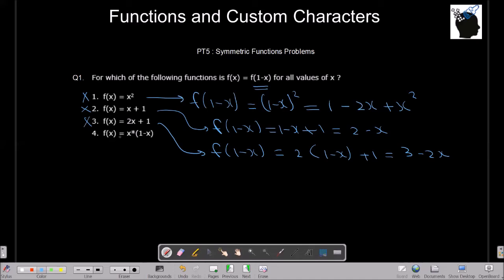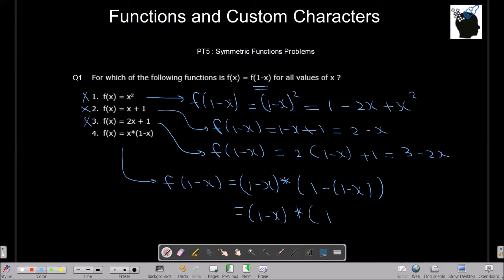So the answer should be the fourth one, but still let's try it out. So f of 1 minus x will be 1 minus x multiplied by 1 minus x, which is nothing but 1 minus x multiplied by 1 minus 1 plus x, or nothing but 1 minus x multiplied by x, which is the same as f of x. So this is true. So to solve this kind of problem, you need to replace x with 1 minus x and see for which of the following functions f of x is equal to f of 1 minus x.